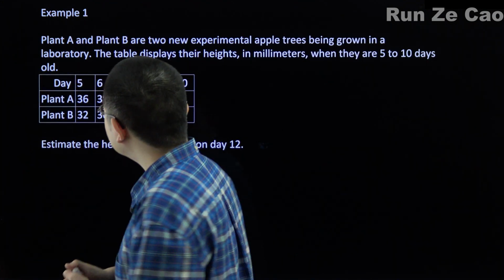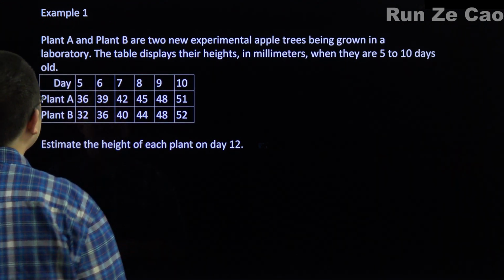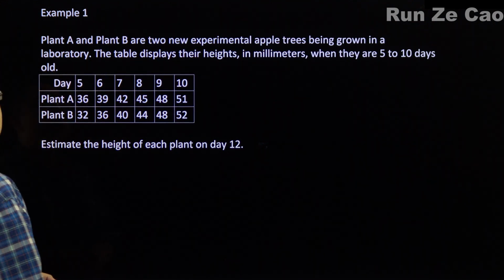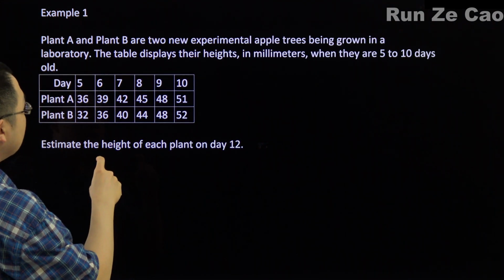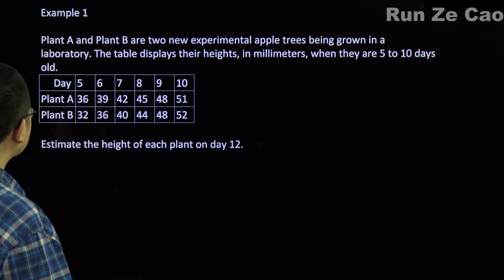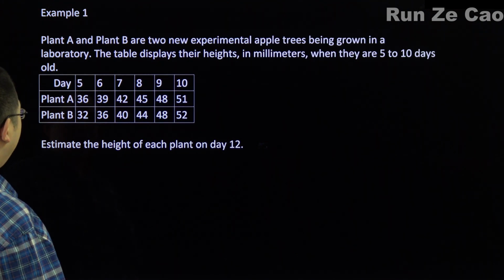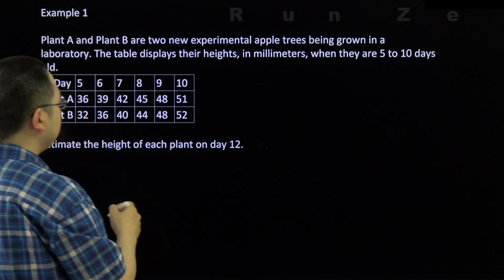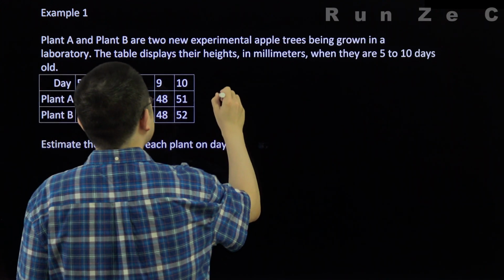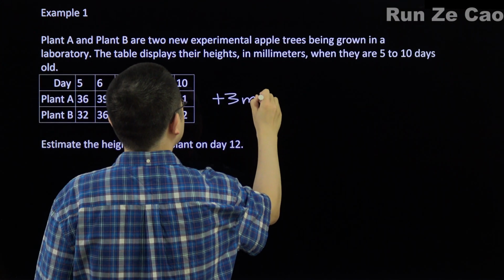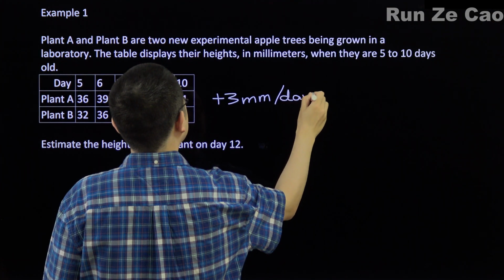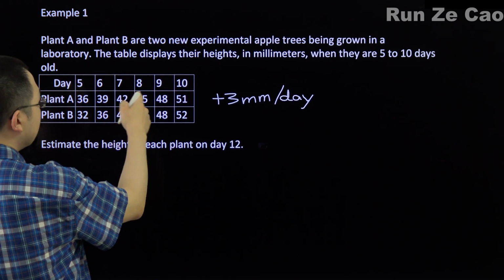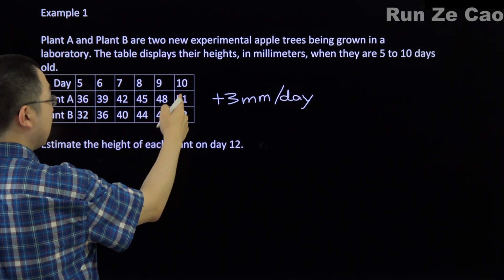Oh well. So here we have plant A and plant B. They're two new experimental apple trees being grown in a lab. The table displays their height in millimeters when they are 5 to 10 days old. Estimate the height of each plant on day 12. Well, we explore and we see that plant A is plus 3 millimeters per day. It's very visible. 36 to 39 is plus 3, 39 to 42 is plus 3 again, plus 3 again, and plus 3 again.